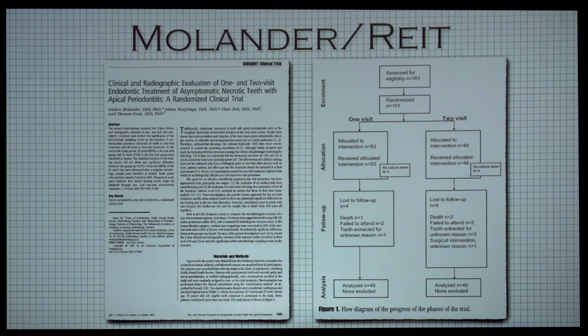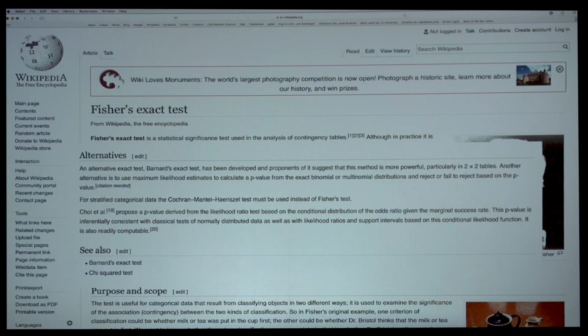So, Molden Reed. Clinical and radiographic evaluation of 1 and 2-visit endodontic treatment in an asymptomatic necrotic tooth with AP, a randomized clinical trial. Sounds pretty impressive, doesn't it? There's a CONSORT diagram, and I was excited about that, because when you see that, it's a little extra level of detail and attention, showing the patient flow through the trial. And this was actually described as a classic T2 translation piece of research.